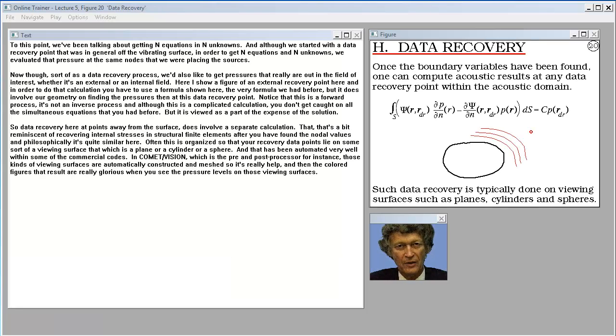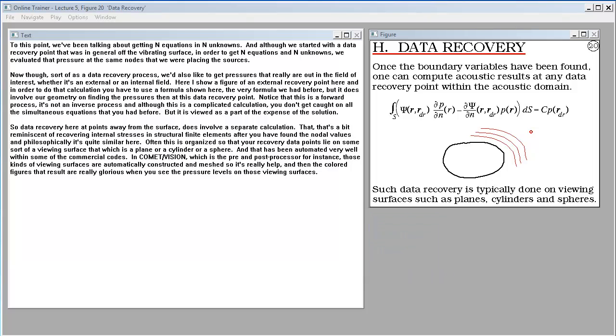To this point, we've been talking about getting n equations in n unknowns. And although we started with a data recovery point that was in general off the vibrating surface, in order to get n equations in n unknowns, we evaluated that pressure at the same nodes that we were placing the sources. Now, though, as a data recovery process, we'd also like to get pressures that really are out in the field of interest, whether it's an external or an internal field.